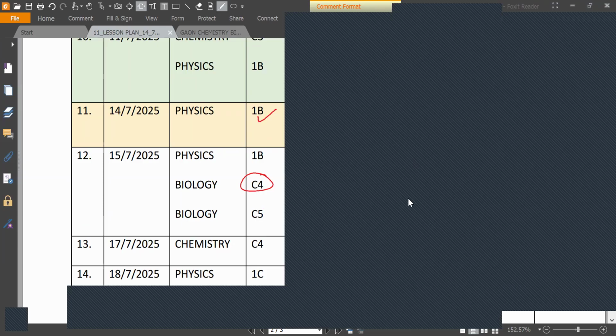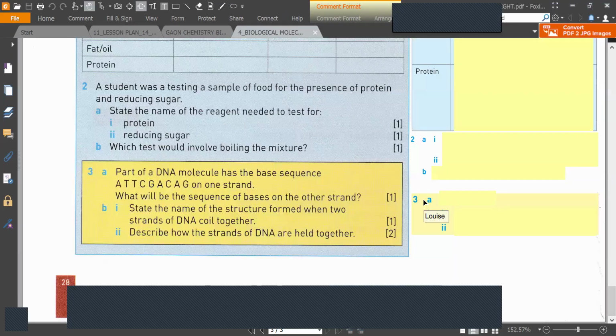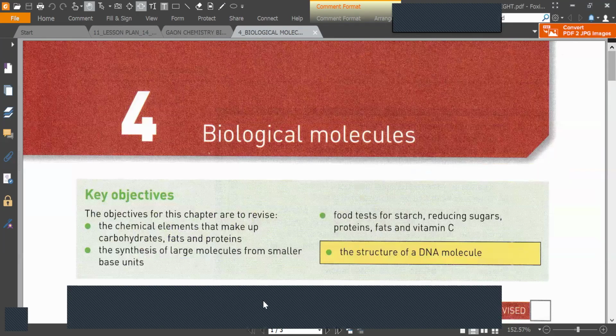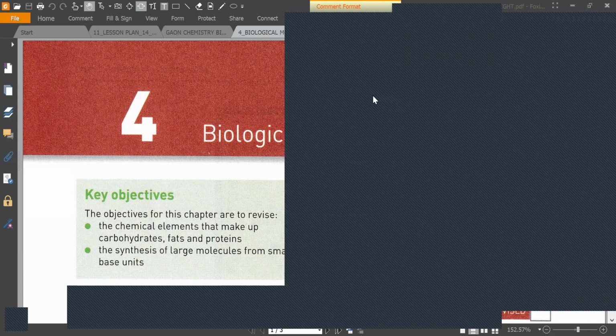Let me open it. The notes I already sent to you a few days ago, so I think you have it. You can take a look at the notes at your side also. It's a very, very short and easy topic.